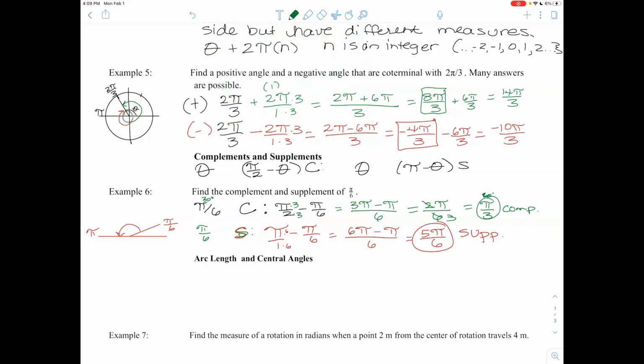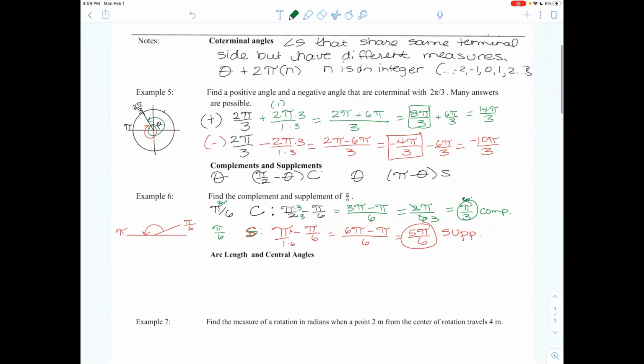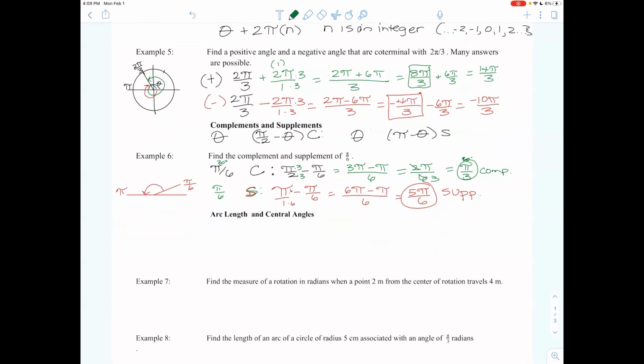So you just have to switch from thinking of adding up to 90 and adding up to 180 into adding up to pi over 2, to half a pi, and then adding up to pi. Okay? And there's how you do that. It's not that complicated. It's just a little math with some fractions.